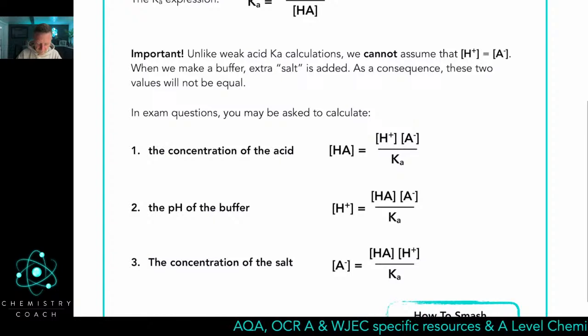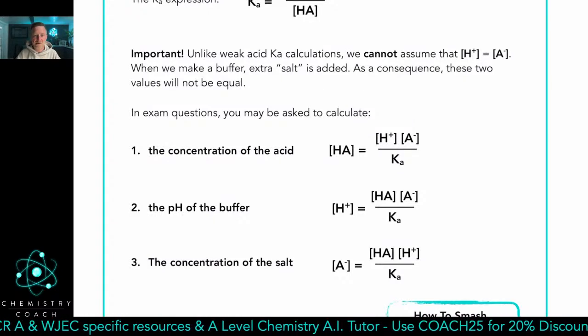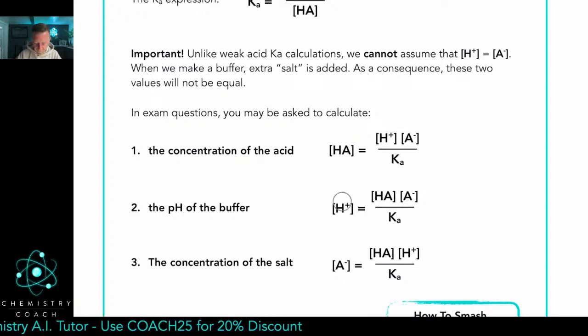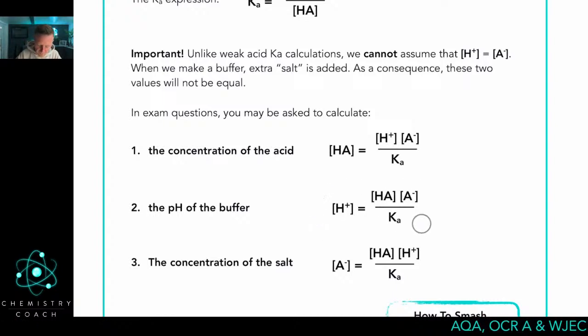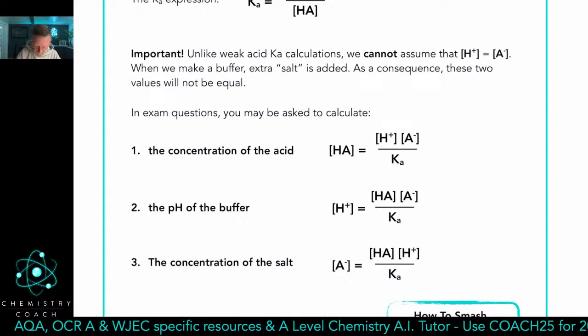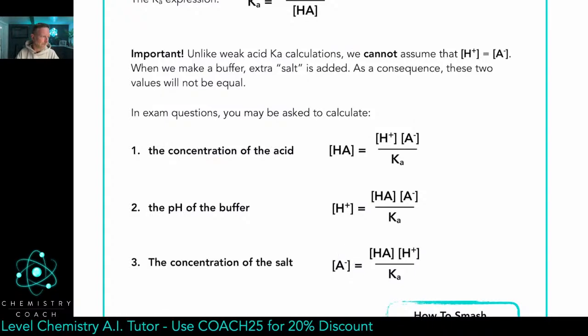So in terms of rearrangements, we should be able to rearrange the Ka expression given the Ka of the weak acid. If we want to find the acid concentration, we've got our rearrangement, our hydrogen ion concentration, and therefore our pH. This is the most common expression we'll be asked to use, based on the fact that most questions ask us to find the pH of something. But of course, if we want the salt concentration, then this is our rearrangement here.